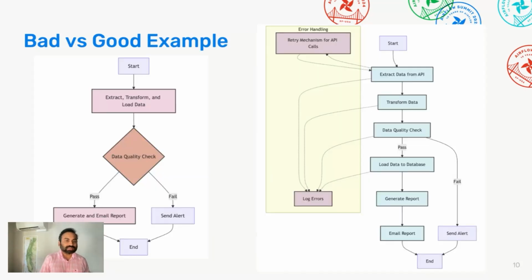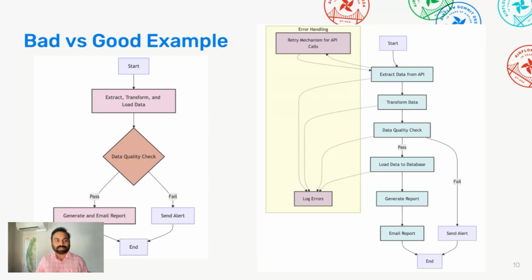Let's look at an example of a good versus a bad DAG. On the left, we have a bad design of a DAG. We have an ETL job, and then we are doing some data quality check. Then we are generating and emailing a report. Some of the main problems with this DAG is, as we can see, the ETL operation is always being done in a giant task. We'll have reliability issues with this.